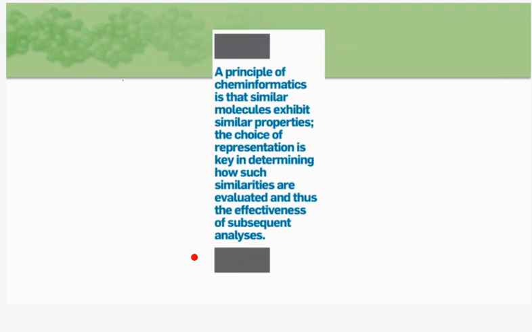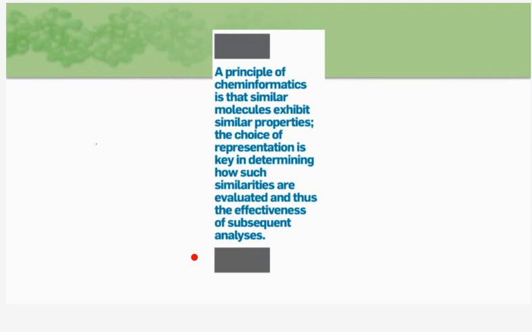Always remember the principle of these studies. Whenever we deal with chemical systems on a computer, the field is called chemoinformatics. When we deal with biological molecules on the computer, it is called bioinformatics. A principle of chemoinformatics is that similar molecules exhibit similar properties. The choice of representation is key in determining how such similarities are evaluated and thus the effectiveness of subsequent analysis.